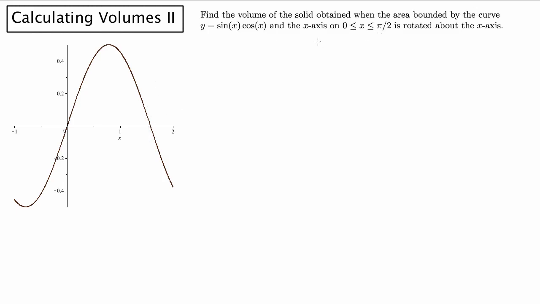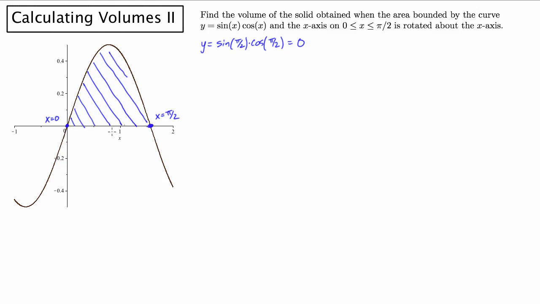So on the interval from 0 to pi halves, if I look at my y values, sine of pi halves, as we recall, is 1, but cosine of pi halves is 0, so altogether this is 0, meaning that this point is pi halves. And this point is, of course, x equal to 0. The area that we're interested in is the area bounded by the curve sine x cosine x and also bounded by the x-axis. And we're going to try to rotate it about the x-axis.